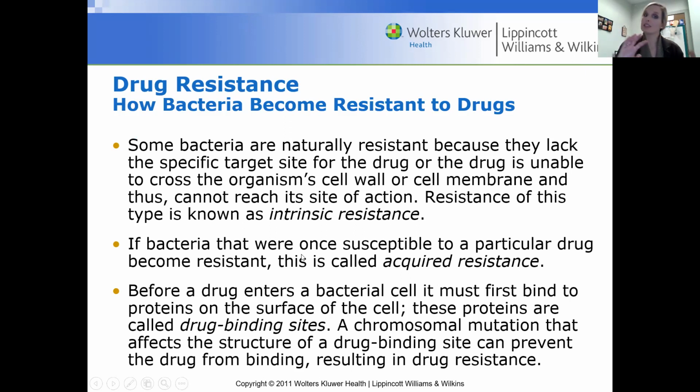Whereas if a bacteria that was once susceptible to a particular drug has since become resistant through the mutation I was mentioning, this is called acquired resistance. It developed this resistance after the fact. I do want you to know the difference between intrinsic resistance, which means some bacteria already possess this resistance, and acquired resistance, which means it develops that resistance after being exposed to that drug.